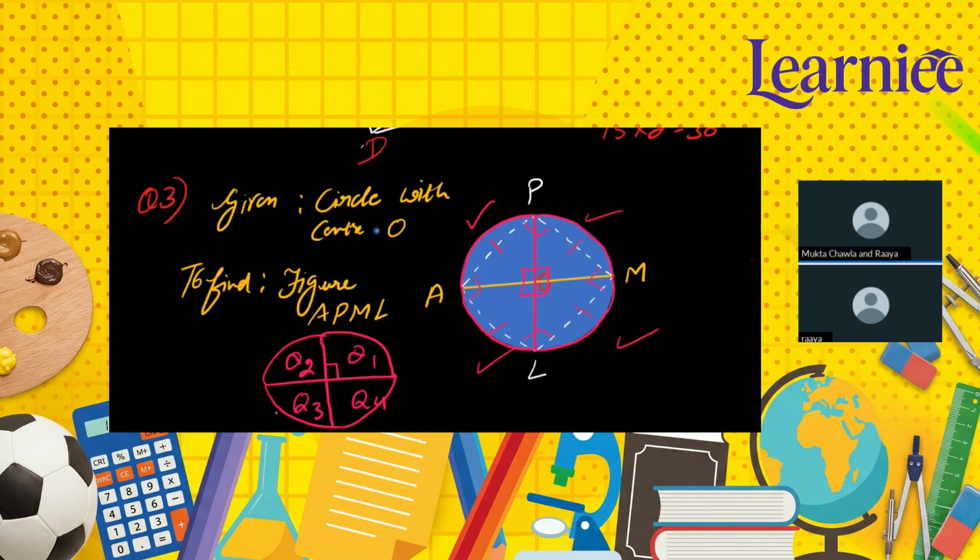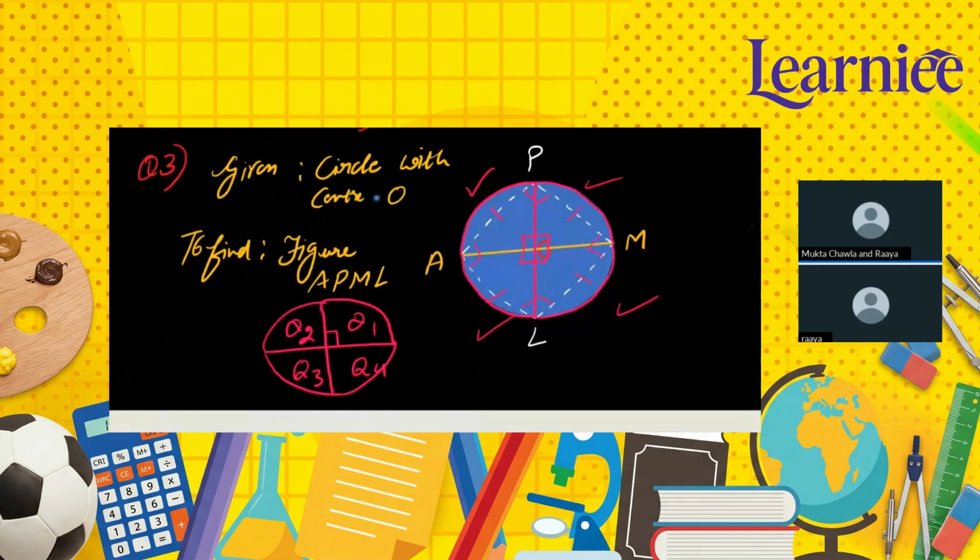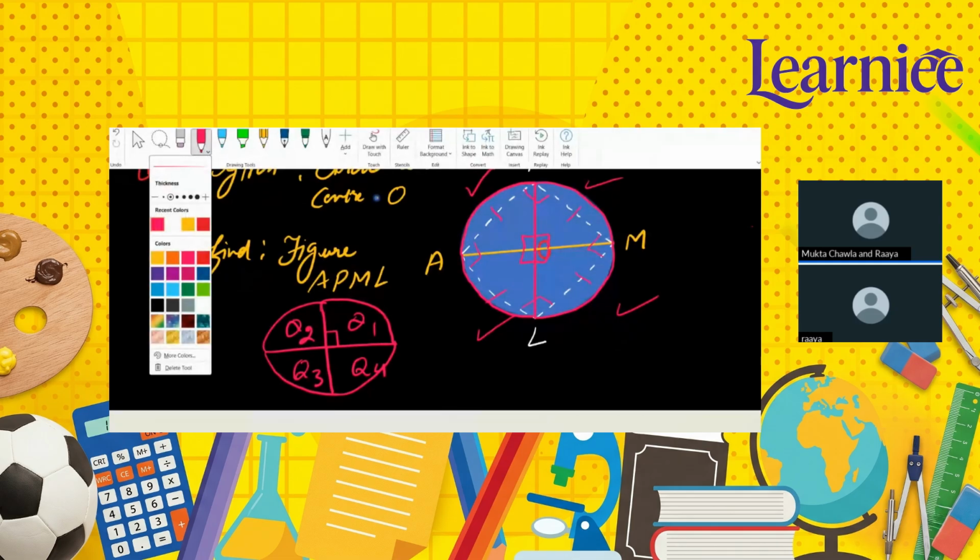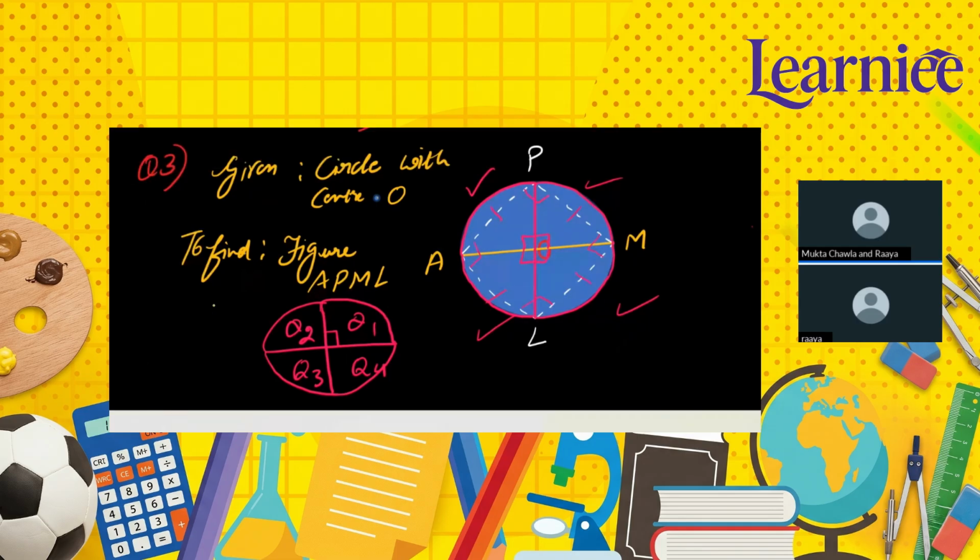Now since the arcs are equal, the chords would also be equal, right? What are the chords here? AP, PM, LM, and AL, in the rough diagram that I have just made. PM is the first chord, between AP, ML, and AL.